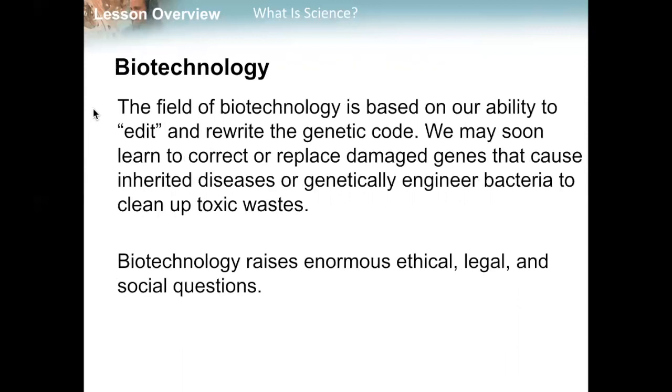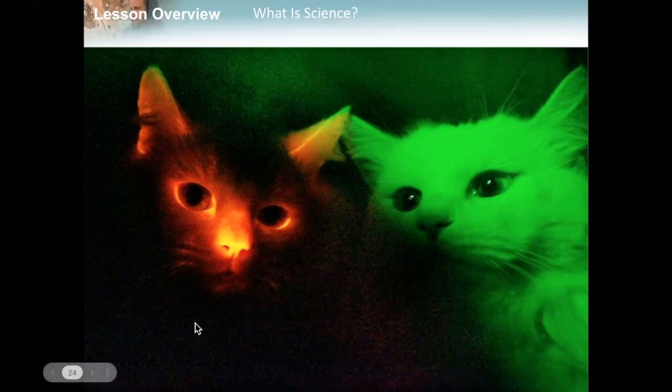The field of biotechnology is based on our ability to edit or rewrite the genetic code. We may soon learn to correct or replace damaged genes that cause inherited diseases or genetically engineer bacteria to clean up toxic waste. Biotechnology raises enormous ethical, legal, and social questions. One example of this is combining a glowworm with the genes of a cat. This cat on the left glows in the dark.